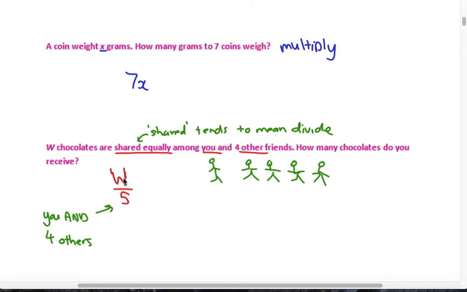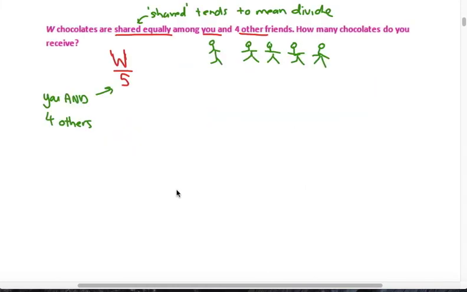It's going to be W, the total amount of chocolates, over 5. We don't write W divide by 5. Don't do that. And it's 5 because it's you and 4 others. You and 4 other friends, 5 people in total. So if there were 100 chocolates, you would get 20, 100 over 5. So uppercase W as well.